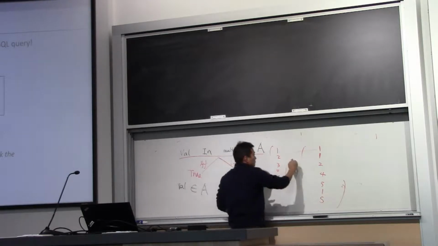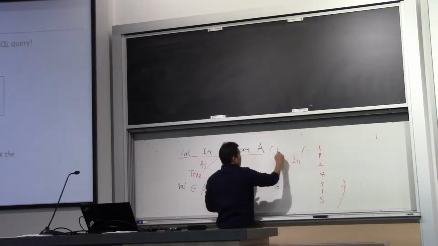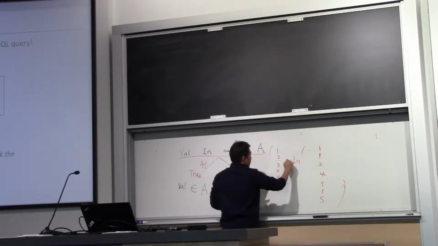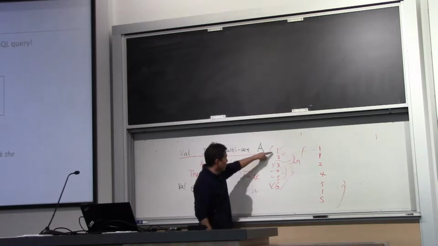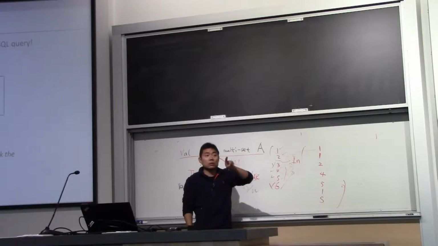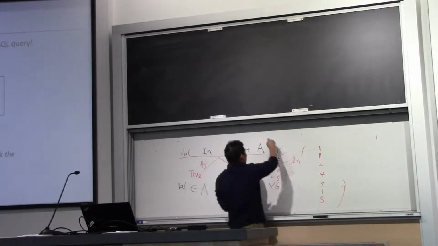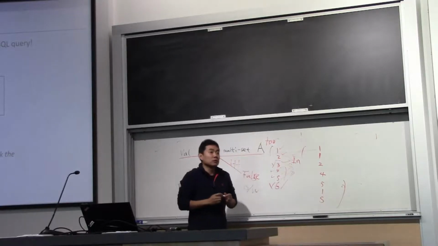What's the final output? I take each one of these and check it against the set, right? That's the way to understand this. So this is fine, this is fine, this is not okay, this is okay, this is okay, this is not okay. So the final answer is 1, 2, 4, 5, and the names of those sailors, of course. Does that make sense? Like a for loop. I hope you all know what a for loop is.